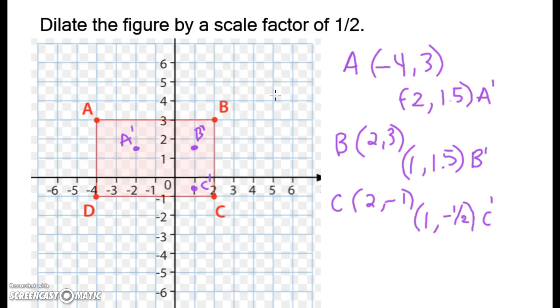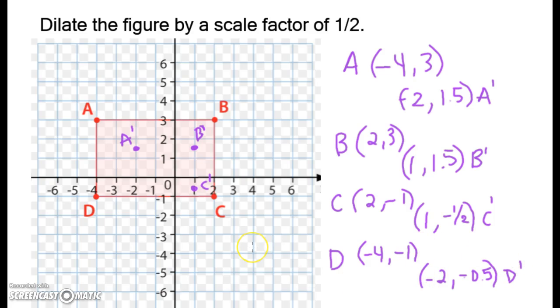Right? And then you just do the last point the exact same way. D is the point -4, -1. I'm going to multiply D by my scale factor of 1/2. So -4 times 1/2 is -2, and -1 times 1/2 is -0.5, or -1/2. And that's going to be D prime.